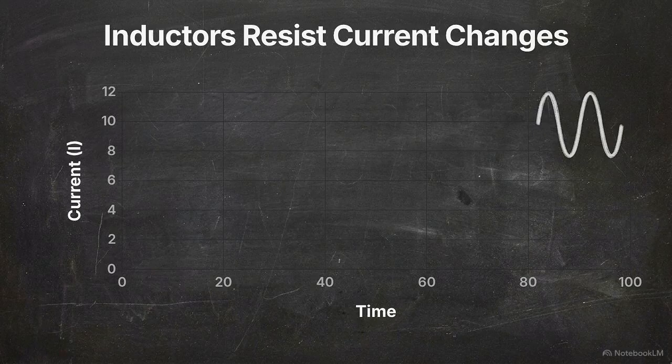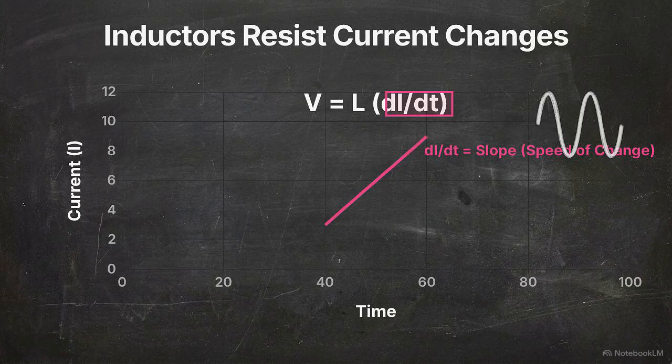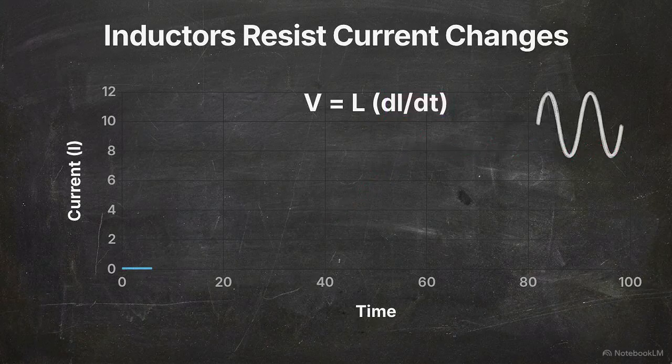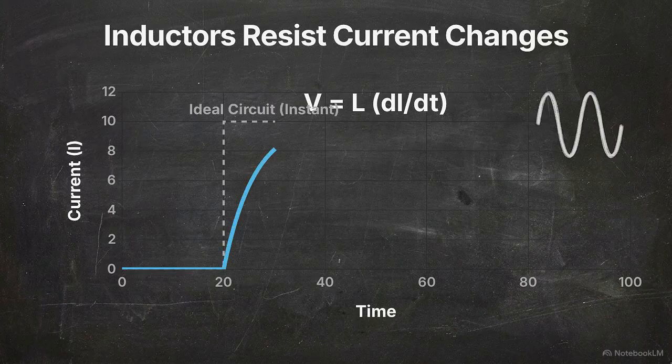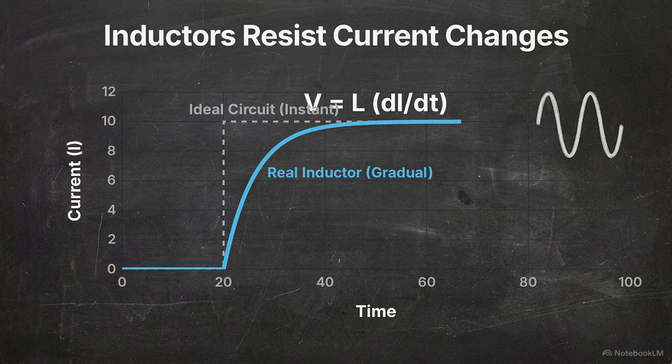We can map how an inductor fights rapid changes on this graph, tracking current over time. It operates under a specific mathematical law: V equals L times dI over dt. The dI over dt component represents the speed at which the current is trying to change. It is the steepness of the slope on our graph. When you close a switch to power on the circuit, the current wants to instantly jump to maximum. The inductor reacts by generating an opposing voltage, forcing the current to rise gradually along a smooth, predictable curve.